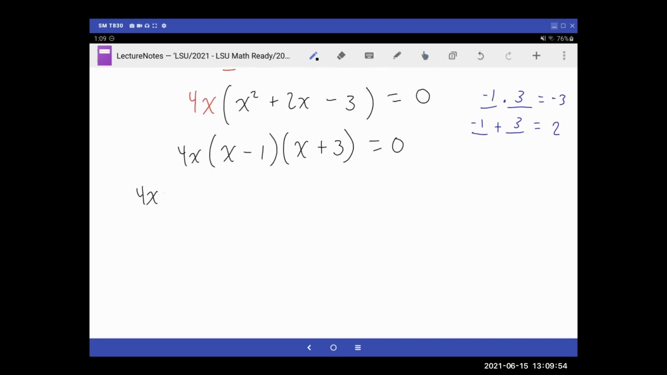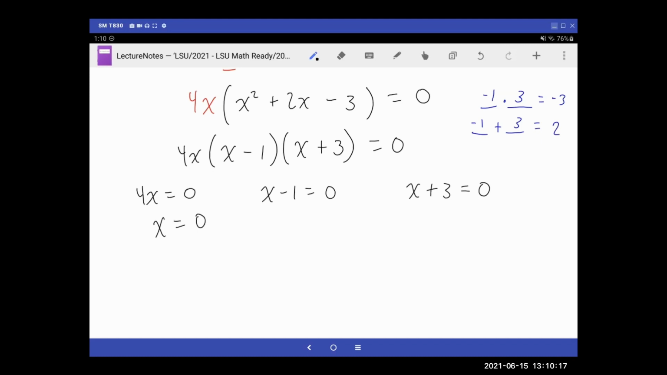So 4x could equal 0. x minus 1 could equal 0. x plus 3 could equal 0. Okay, well, let's solve the one on the left. If I divided 4x by 4, I'm left with x. 0 divided by 4 is 0.